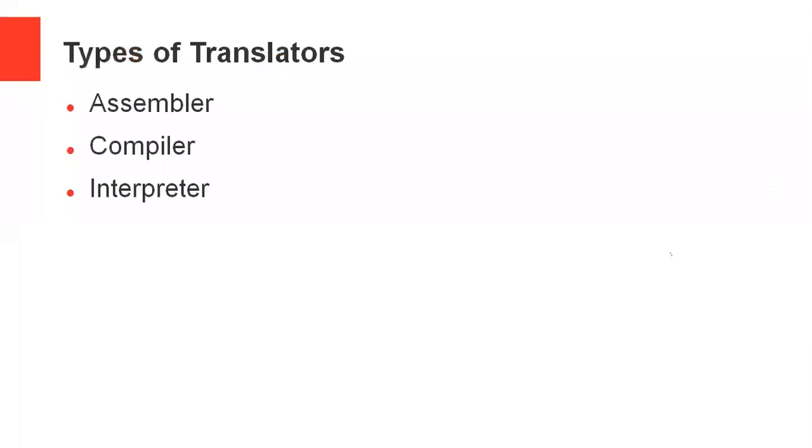Okay, so next, these are the types of translators. The first one is the assembler, the second one is the compiler, and the third one is the interpreter. For example, an assembler is used to convert assembly level language into machine level language. A compiler is used to convert a high level language into assembly level language. And an interpreter is used to convert high level language into machine level language.